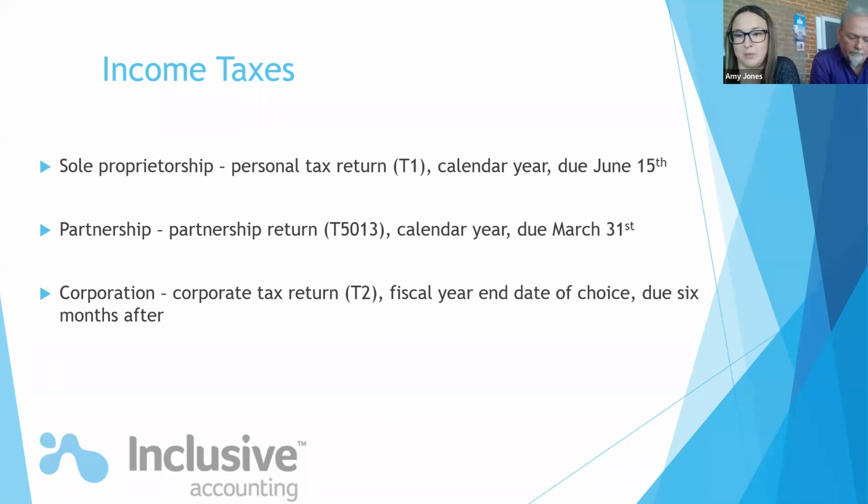The T2, the corporate tax return, is due 6 months after the fiscal year end date. So if you've decided on a December 31st fiscal year end date, it is due by June 30th of the following year.